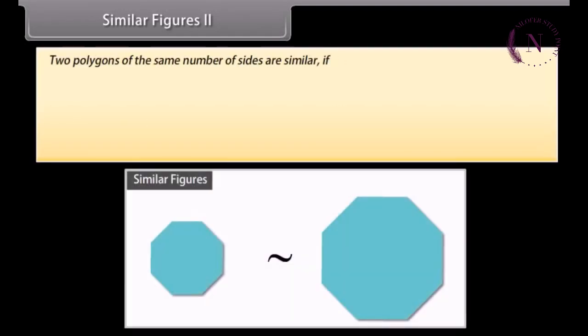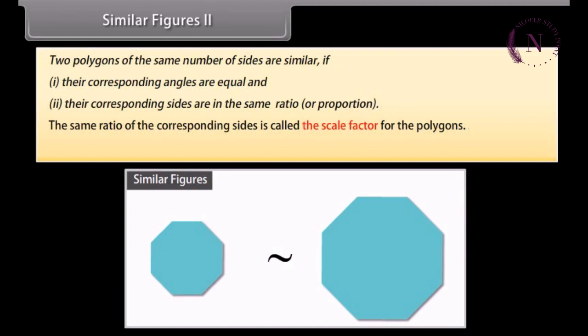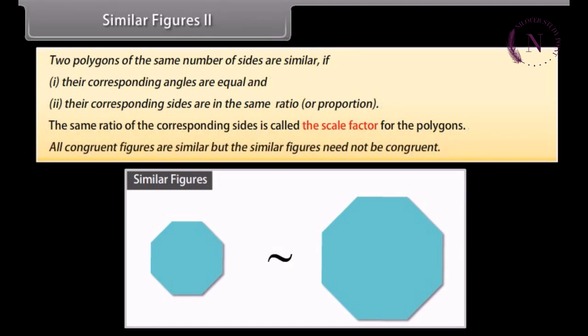Similar figures 2. Two polygons of the same number of sides are similar if 1. their corresponding angles are equal and 2. their corresponding sides are in the same ratio or proportion. The same ratio of the corresponding sides is called the scale factor for the polygons. All congruent figures are similar, but similar figures need not be congruent.